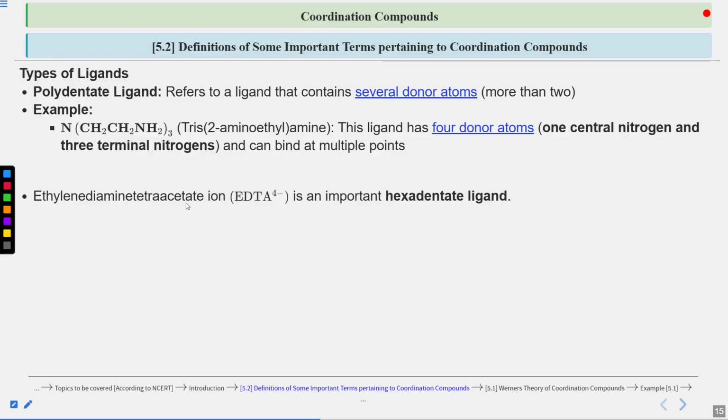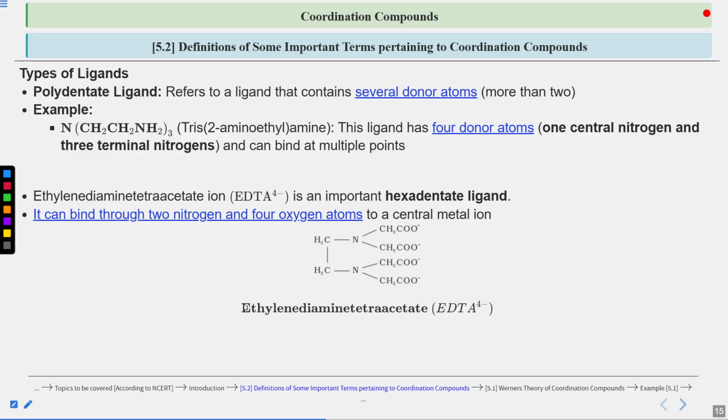Next, ethylenediaminetetraacetate ion. Short form is EDTA 4 negative, and this ligand is an important hexadentate ligand. Hexa means it contains 6 donor atoms. How? It can bind through 2 nitrogen and 4 oxygen atoms to a central metal ion. 4 oxygen plus 2 nitrogen, 6 atoms that can bind or connect to a central metal ion and form the coordination compound.